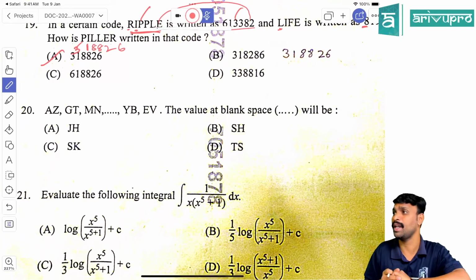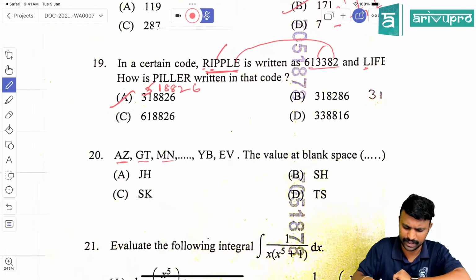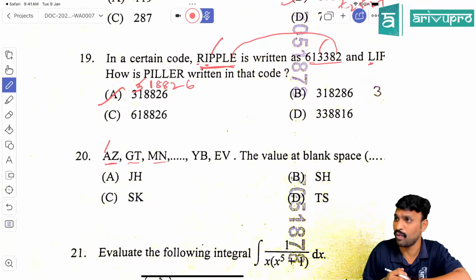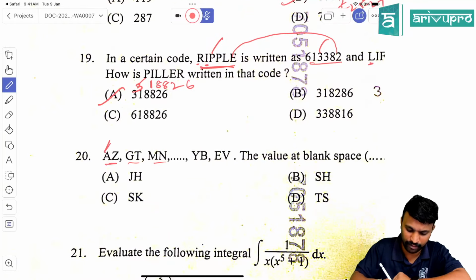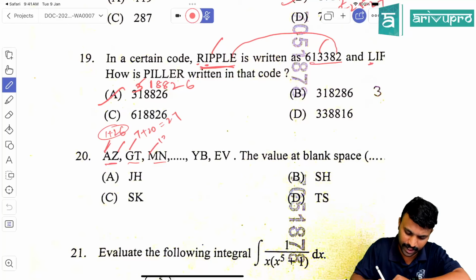Moving on to the next question, guys, they have given pairs of letters: A, Z; G, T; M, N. If you observe these letters, the forward position of A is 1 and the forward position of Z is 26. If I add 1 plus 26, it is 27. Similarly, the forward position of G is 7 and the forward position of T is 20, which is 27. So the sum of the two letters given is definitely 27. M is 13, N is 14, so it is 27. Y is 25 and B is 2, 27 again. E is 5, V is 22, 27 again.